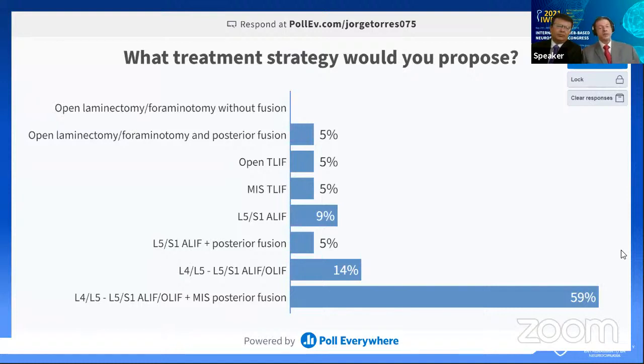An open TLIF procedure. Excellent for restoring disc height, excellent for fixation, excellent for fusion, either via an open or an MIS approach. What is the problem then? Why not an open TLIF or an MIS TLIF? Well, unless you have expandable cages, it is very difficult to obtain a lordosing effect above 5 or 6 degrees per segment when you do a TLIF without doing any large posterior work. So if you want to gain lordosis at L5 specifically, it's not going to be very efficient.